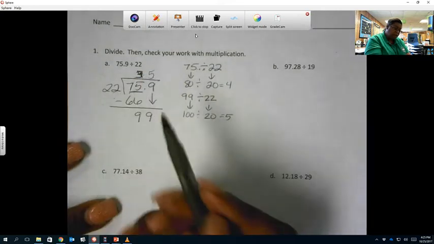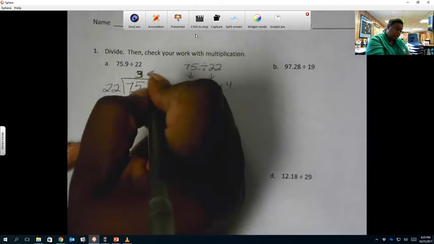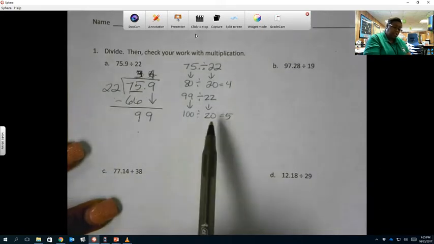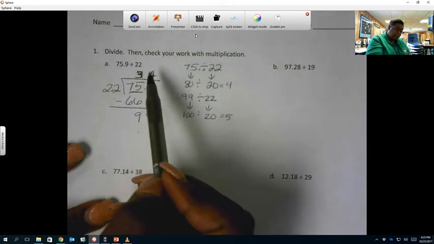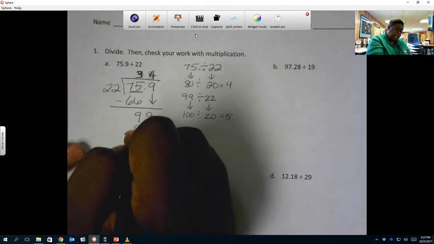So I'm going to try 5 first. 5 times 22 is 100. That's too big. So I go with 4. I adjusted it because it was too big. 5 was just a starting point, and I adjust it if it's too big. 4 times 22 is 98. Or no, 88, I'm sorry.